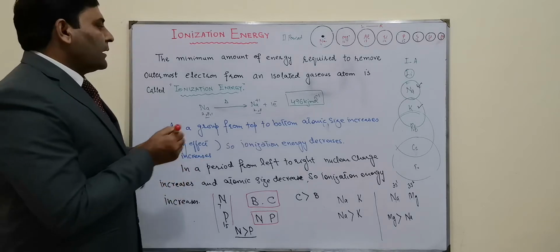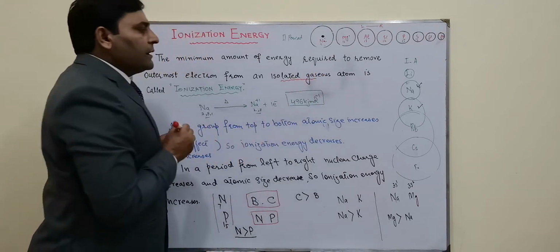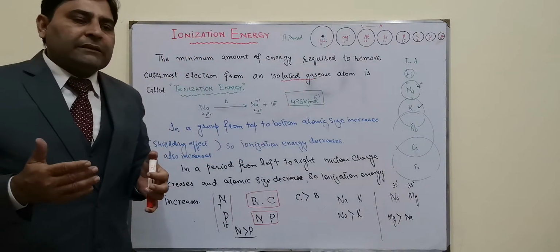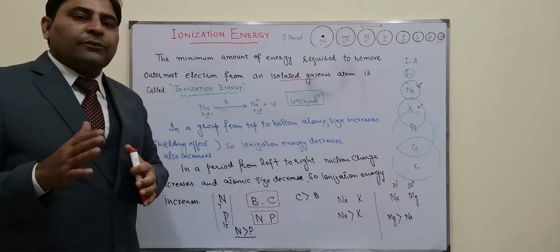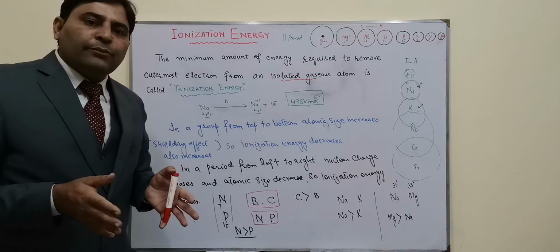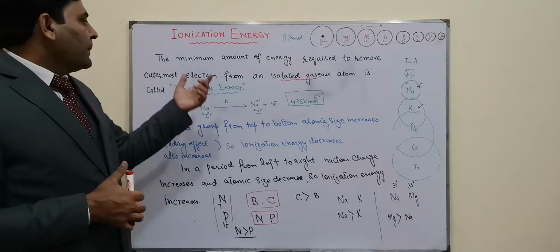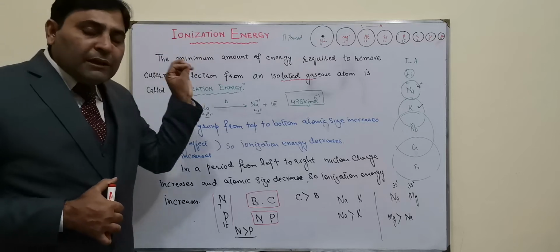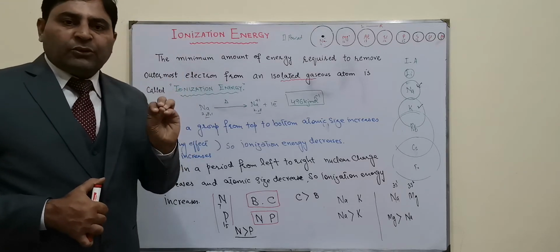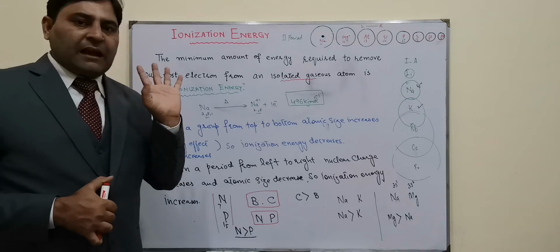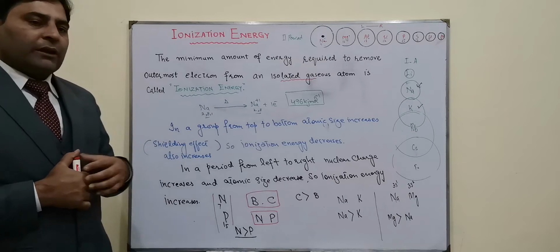Why do we take a gaseous atom, an isolated gaseous atom? Because atoms affect each other, so we take the atom in the gaseous state so that the effect of other atoms could be minimized, their repulsions or forces of attraction could be avoided. The minimum amount of energy that is required to remove an electron from an isolated gaseous atom is called ionization energy. For example, we talk about sodium.